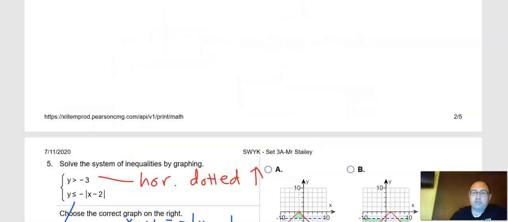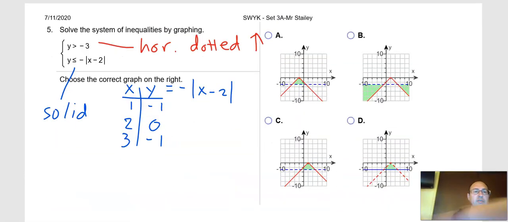Okay, apologize for going a little bit longer. I've got one more example, and then we're done for this section. The horizontal dotted going up. So we've got horizontal, not equal to, dotted and going up. So this one's a bad answer because it's got a solid line instead of a dotted line.